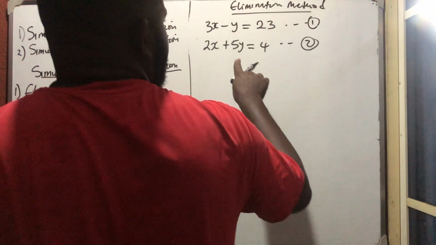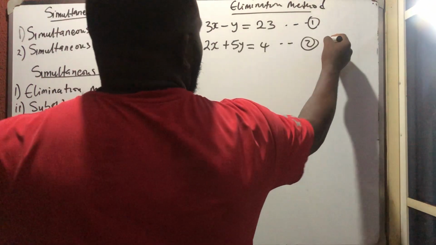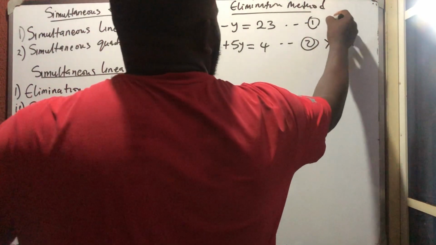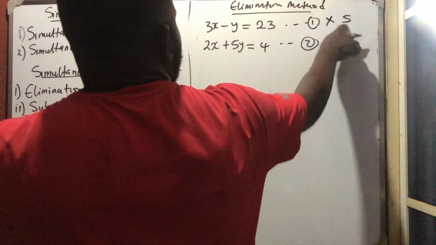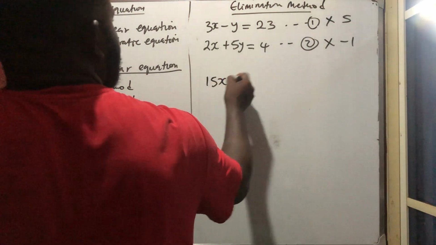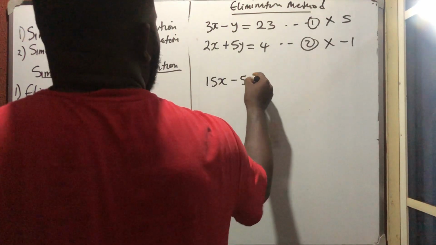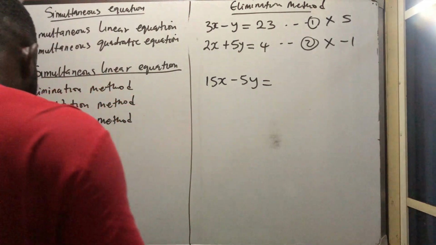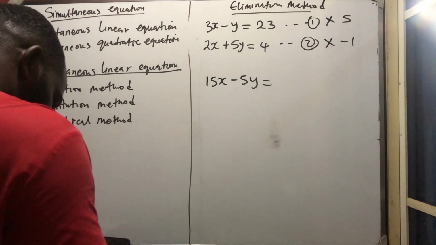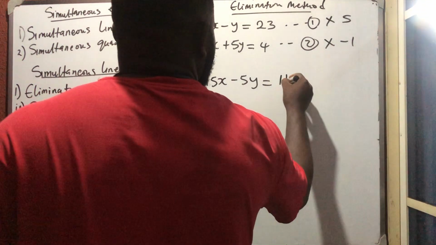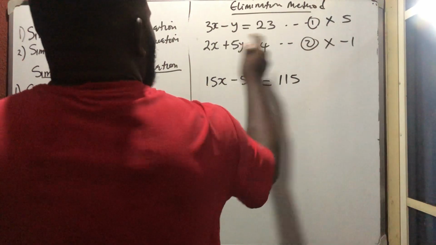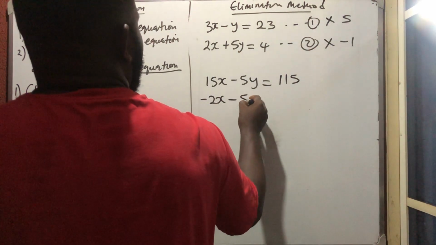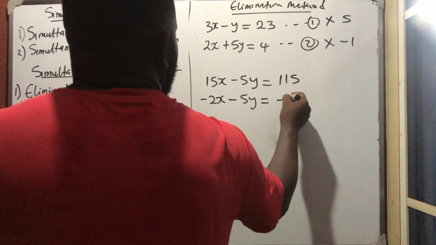So now, the coefficient of y here is minus 1. So I am multiplying everybody by minus 1. The coefficient of y here is 5. I am multiplying everybody by 5. So let us go. 5 times this, 15x. 5 times this, minus 5y. 5 times this will give you 23 times 5, 115. Okay, so minus 1 times this, minus 2x. Minus 1 times this, minus 5y. Minus 1 times this, minus 4.